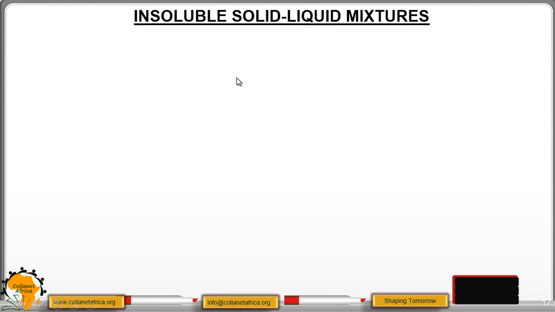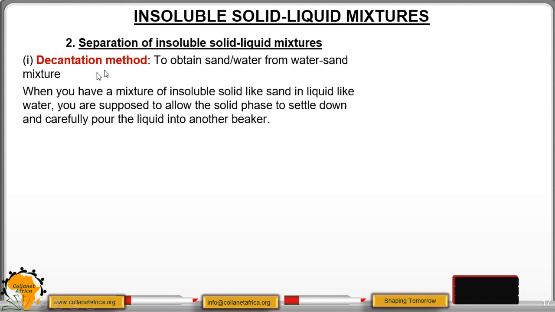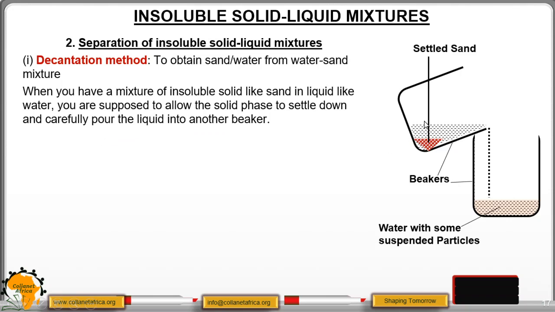Insoluble solid-liquid mixtures, we continue. We have separation of insoluble solid mixtures. Decantation method to obtain water from a sand-water mixture. When you have a mixture of an insoluble solid like sand in a liquid like water, you allow the solid phase to settle down and carefully pour out the liquid into another beaker. Done this way. So you allow this one to settle and then you pour out the liquid and you're left with some solid particles.